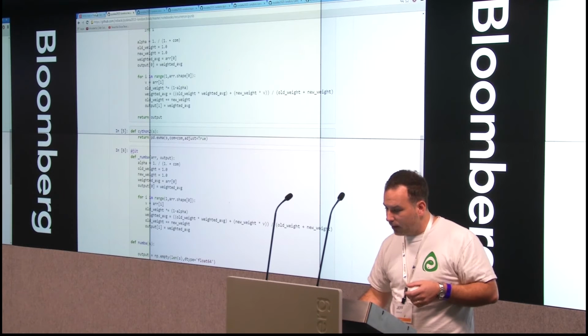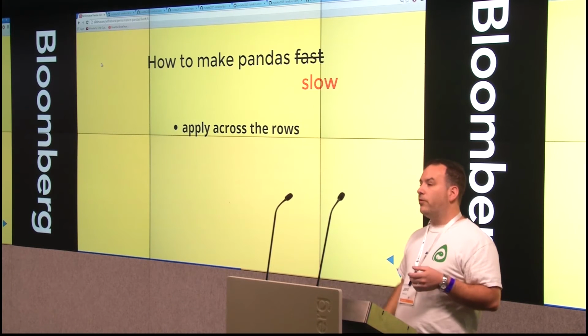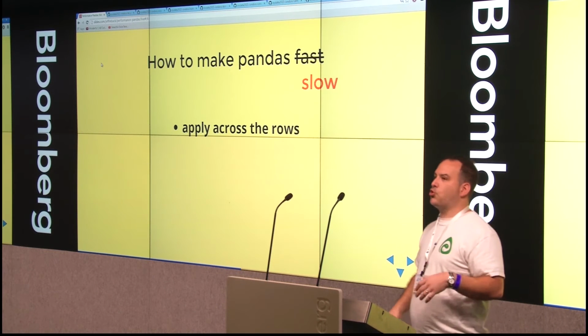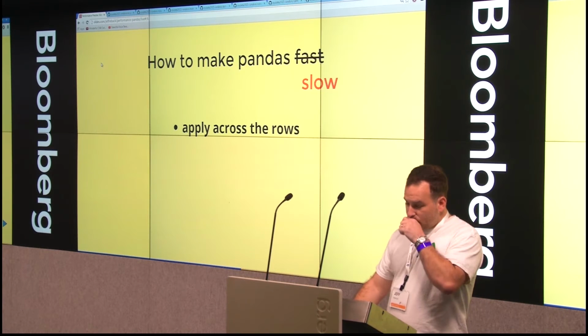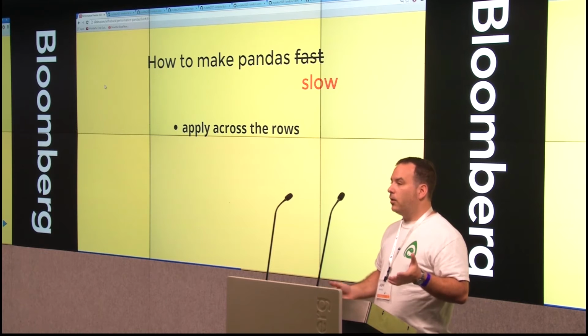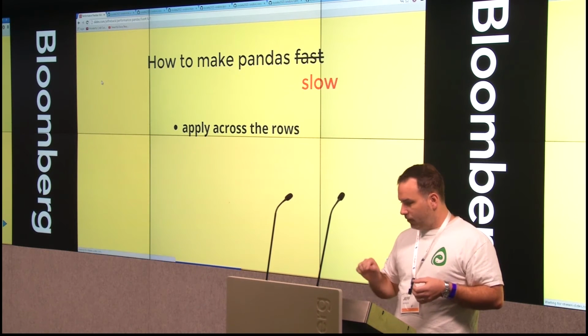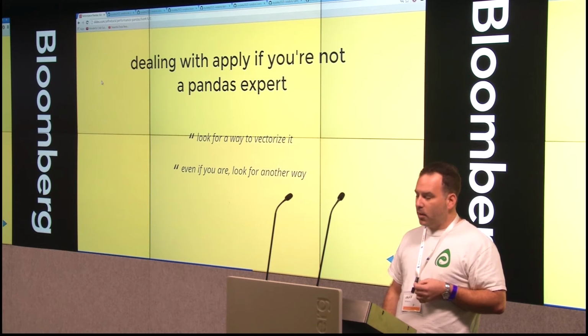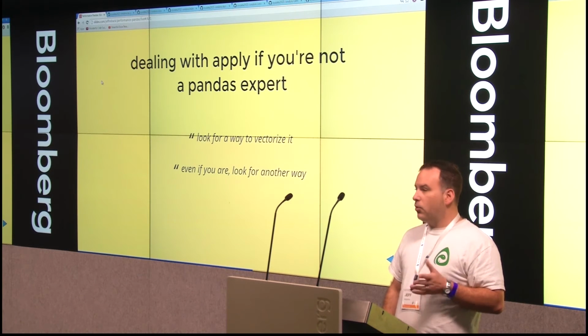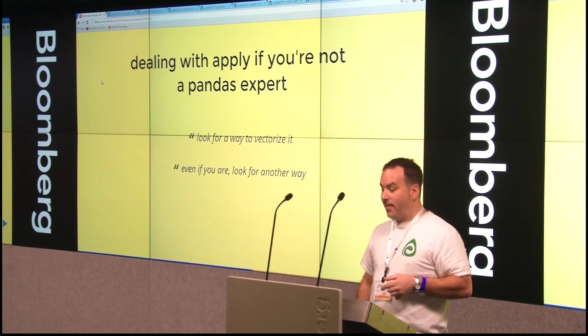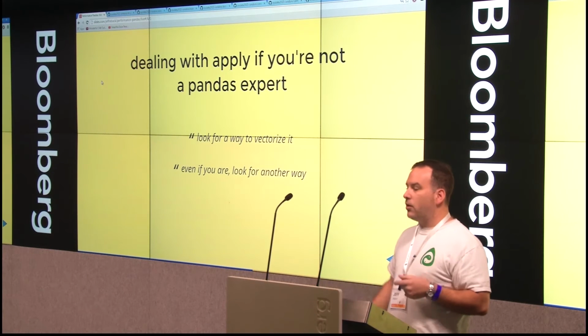Okay, next slide. We've discussed how to make Pandas fast. Now we'll discuss how to make Pandas slow. In other words, these are things you should not do. Don't use apply unless you really, really, really have to. This was a quote somebody gave me: if you think you need to use apply, think again, and then think again about it. And then, okay, if you really, really need to use it, great.